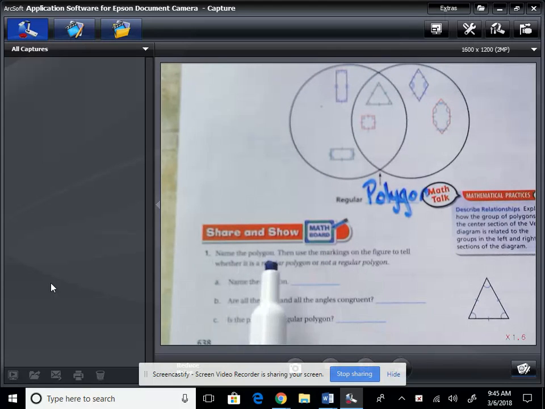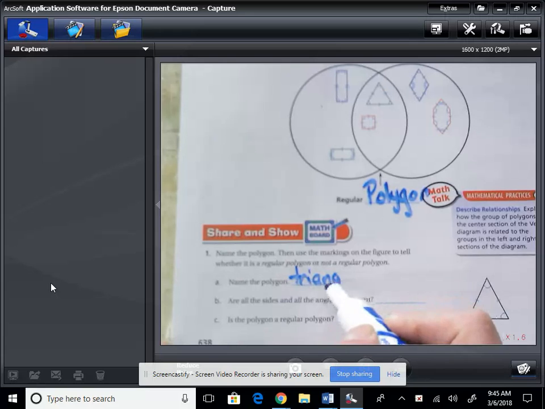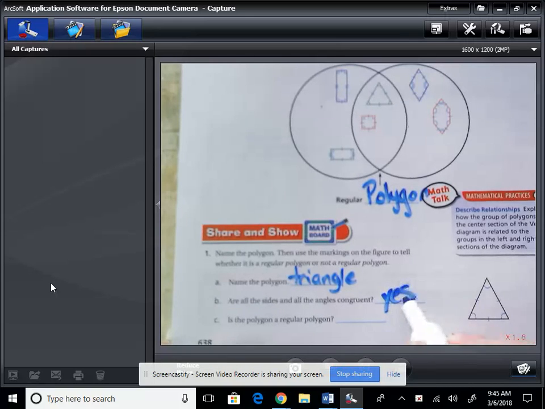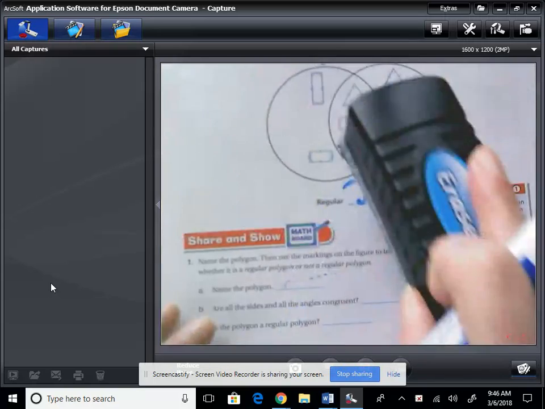So name the polygon. Then use the markings on the figure to tell whether it is a regular polygon or not. So it has 1, 2, 3 sides. It's a triangle because it has 3 angles, 3 vertexes, and 3 equal sides. All the sides and angles are congruent. Is it a polygon? Yes. Is the polygon regular? Yes, because everything's the same. Okay.